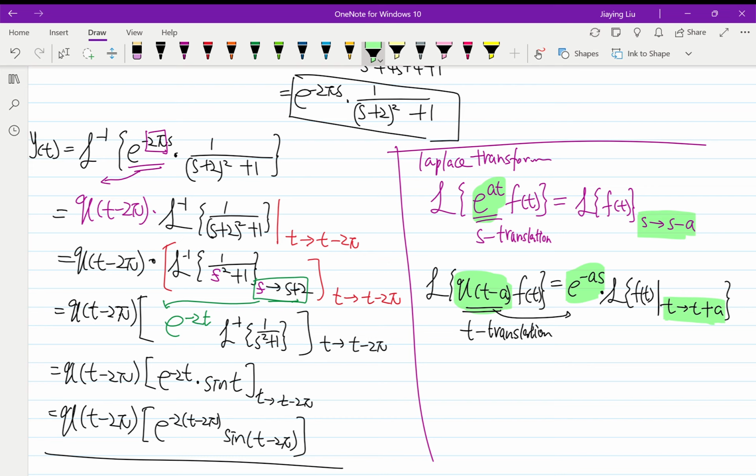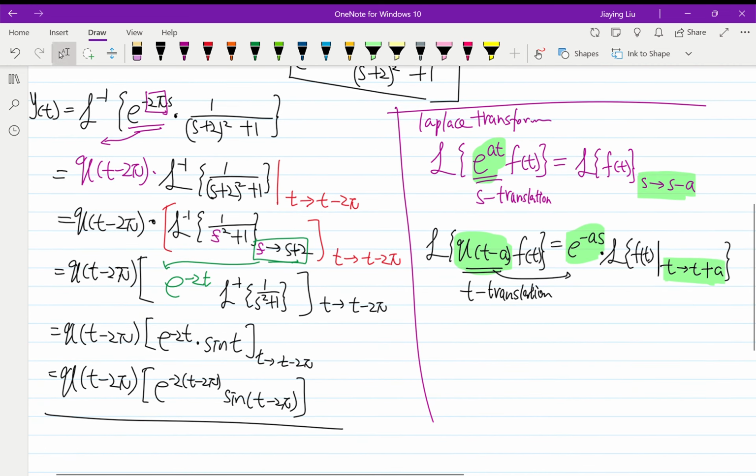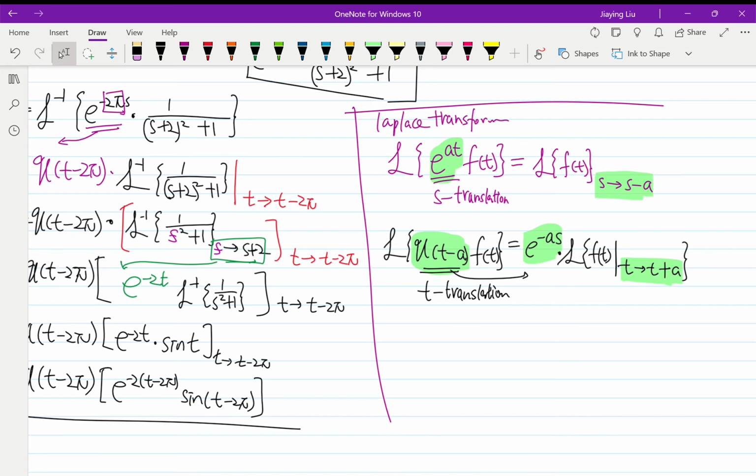Which is different from the previous one. In the previous one, the e to the at comes out and becomes a substitution, but here it comes out and becomes this term, and also a substitution before the last term. But if you don't have e to the at, or if you don't have u t minus a, then you don't use either one. You just do it normally, I guess.